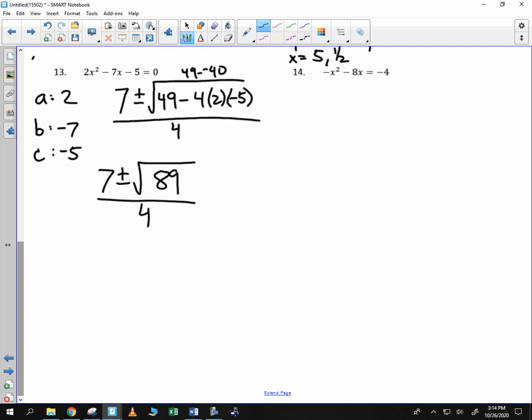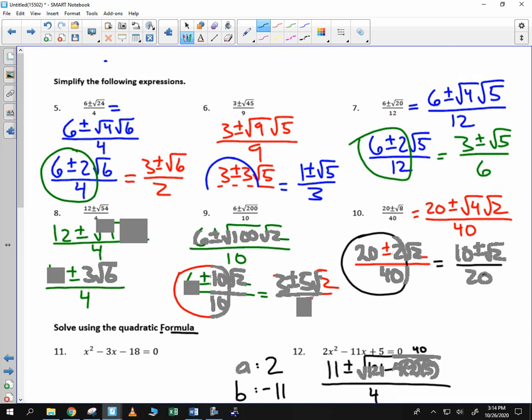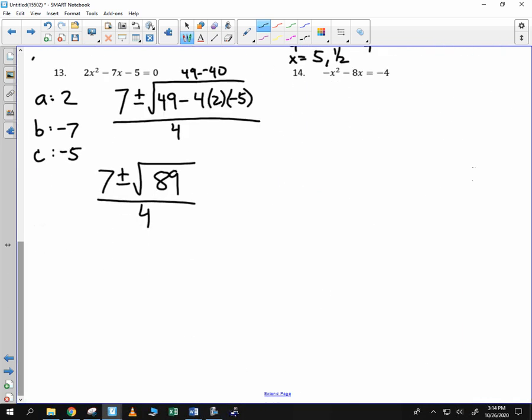There is no square root of 89, and 89 cannot be simplified like we did up here. So therefore, this is your answer. This is what we call simplest radical form. The last result, A, B, and C.